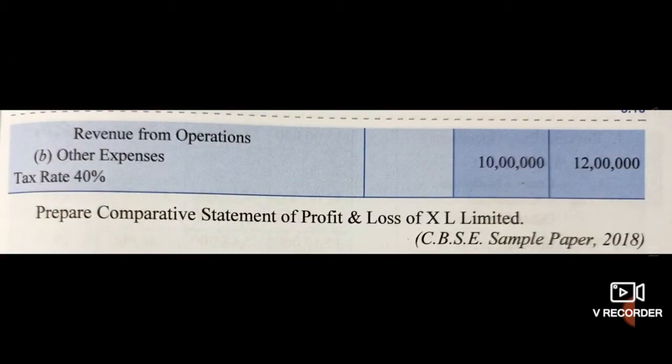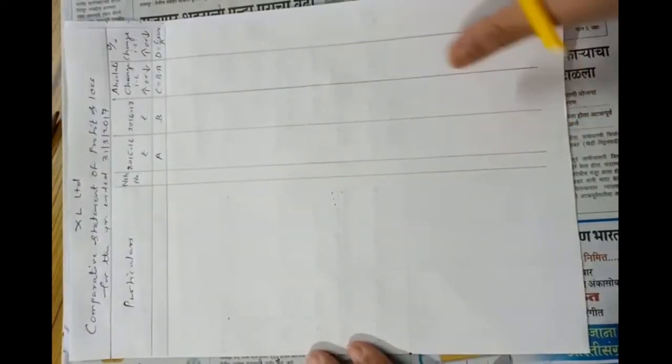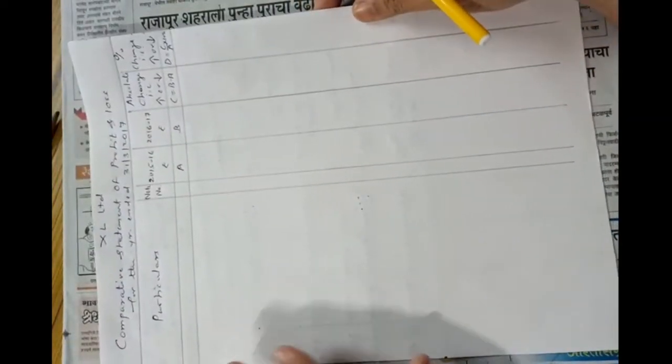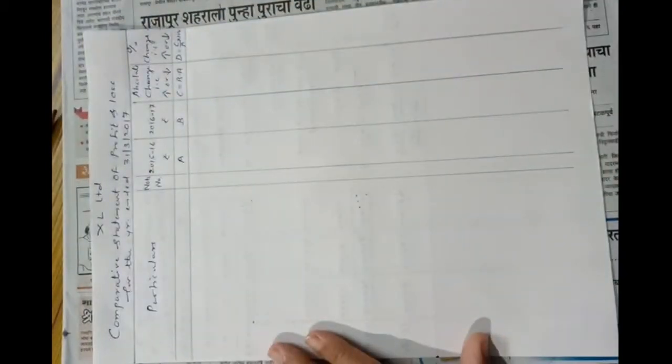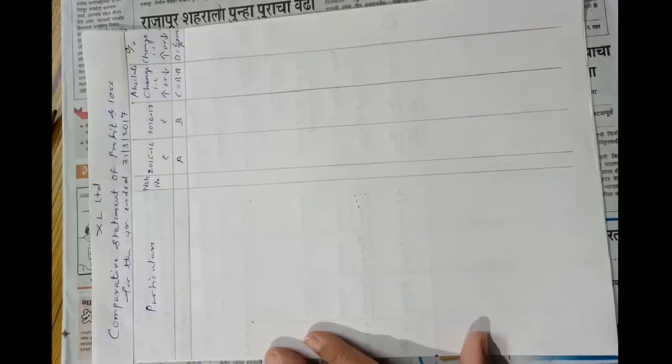Okay. Now second, other expenses 10 lakhs and 12 lakhs, and the tax rate is given in this problem, 40%. No item of other income is given in this problem. Prepare a comparative statement of profit and loss of Excel Limited. So now we have to prepare this statement. Let's start. So here now we will prepare the comparative statement of profit and loss in the books of Excel Limited for the year ended 31st March 2017.